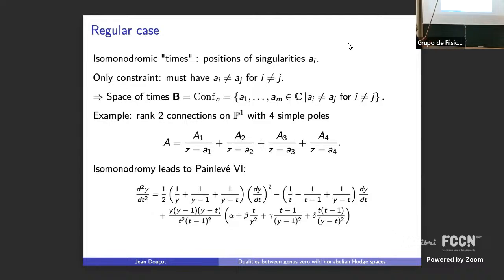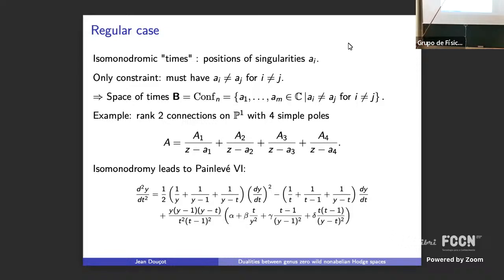So let me focus on the space of times. In the regular case, it's very natural. The only deformation parameters that you have are the positions of the singularities. And the only constraint when you move them is that distinct singularities have to remain distinct. Here I'm really not looking into coalescence, because otherwise it's not completely clear what it would mean to have the same monodromy if you change the number of monodromy matrices. So the space of times in the regular case is just the configuration of n distinct points in P1, if I'm on P1.